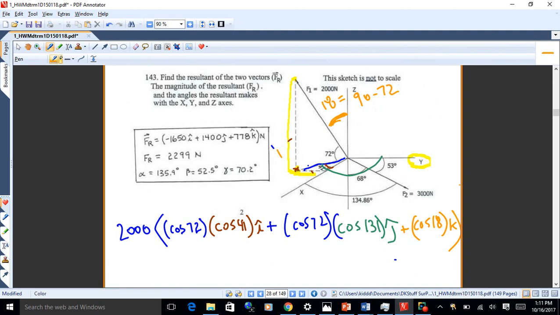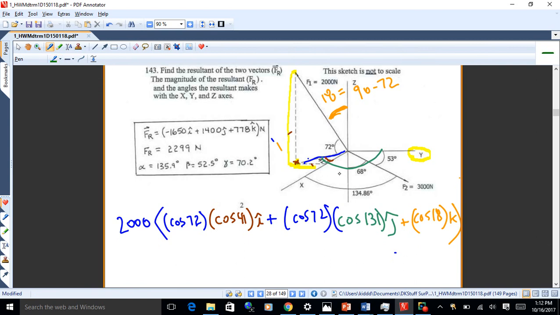To get two of the angles, or two of the unit vector components, I should say, that'd be a better way to word it, you've got to project it down into the xy plane, and from there project it over to the x and y axes. So the cosine 72 gets you down into the xy plane, and then the cosine of either 41 or 131 gets you over to the x and y axes. And then the last one, you've got 72 up from the xy plane, and you've got to go 18 more to get up to the z-axis. Okay.